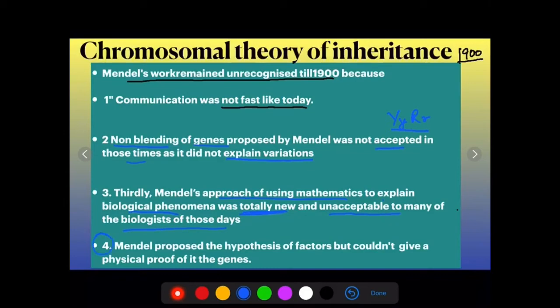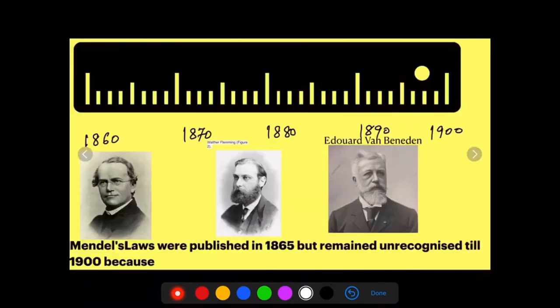And fourth, the most important reason Mendel's work was not recognized, is that with the proposed hypothesis of factors, Mendel could not give a physical proof of the genes. Whatever is done in science requires evidence. That evidence can be experimental and requires a physical proof, but Mendel could not give the evidence, so his work was not recognized. Let us see the historical course. As we have already discussed, Mendel published his discovery in 1865, but it remained unrecognized.